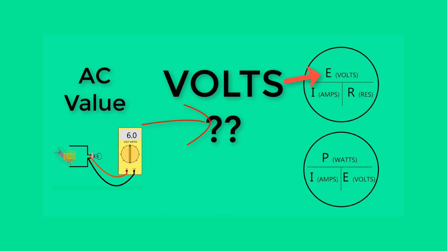So the question is, what AC voltage value is used in Ohm's law? And, what is the electrical work that a constantly changing voltage produces? Let's examine how this is determined.